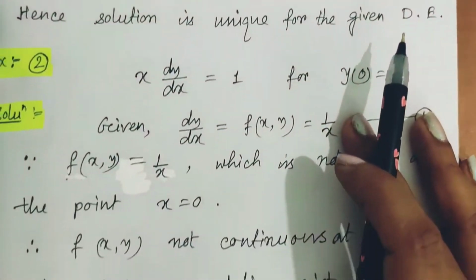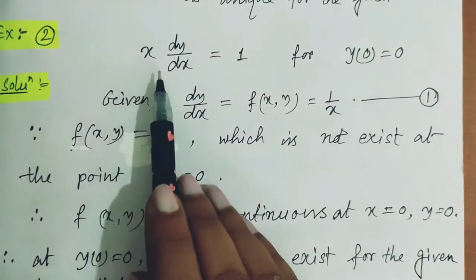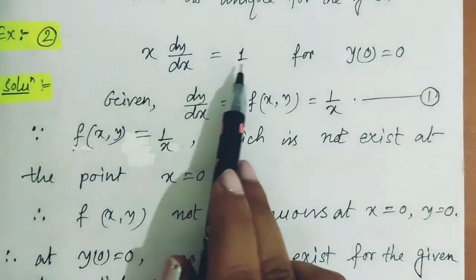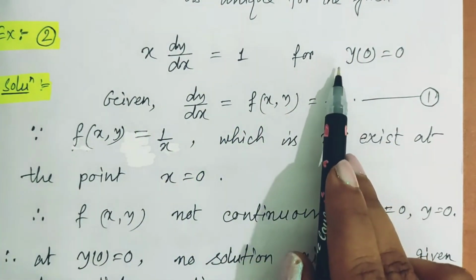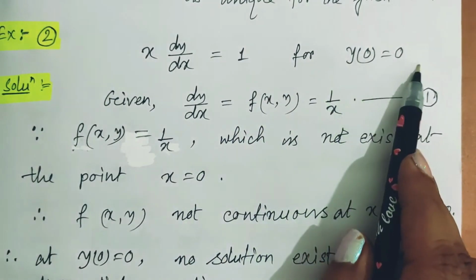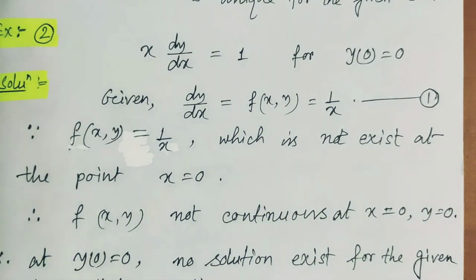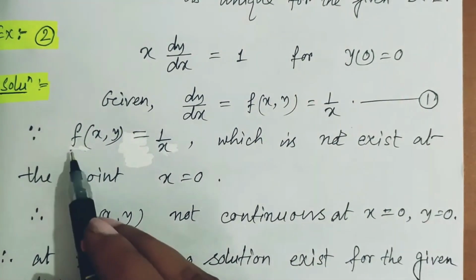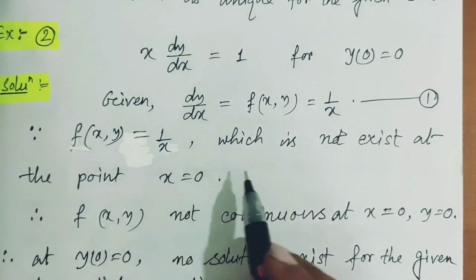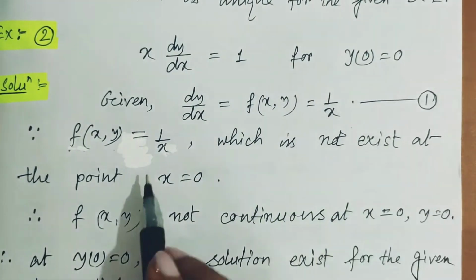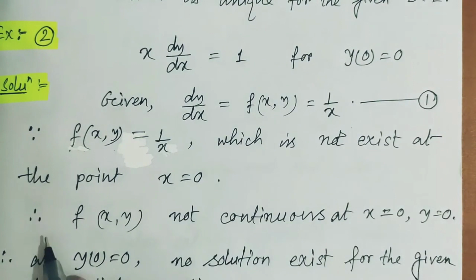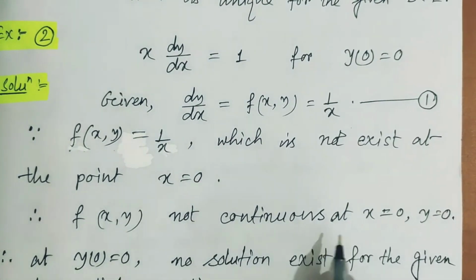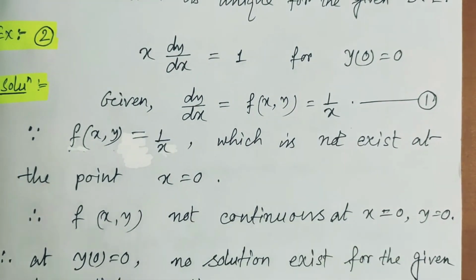Similarly, if we go for the second example, it is given x dy/dx = 1 and the initial condition is y(0) = 0. Here dy/dx = f(x,y) = 1/x, we can write. So f(x,y) = 1/x, which does not exist at the point x = 0. Therefore, we can say f(x,y) is not continuous at the point x = 0. Therefore, at y(0) = 0, no solution exists for the given differential equation.